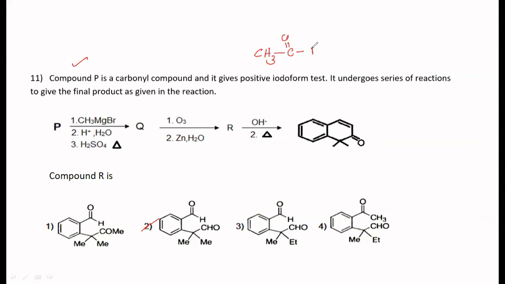This could be anything. Let's write it as R dash. Positive iodoform test. It undergoes a series of reactions to give the final product given here. So which is that you are supposed to find out. Now you make it react with CH3MgBr, right? They are asking about this compound R here. What is the compound R? Now you start from here. From the product you find out.